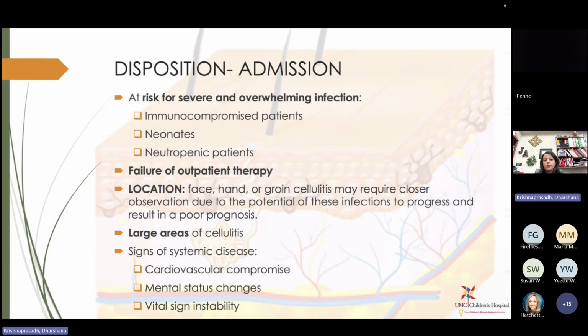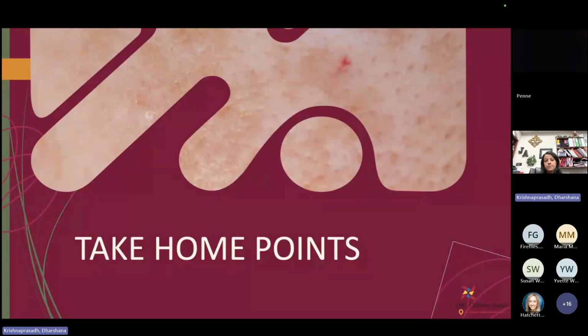If the area itself is large and not responding to oral medications, or if they have systemic signs, obviously, if they have hemodynamic instability, altered mental status, vital sign instability, all of those are indications for admission. And for the last three, especially if they are more ill appearing, that is ICU level of care.